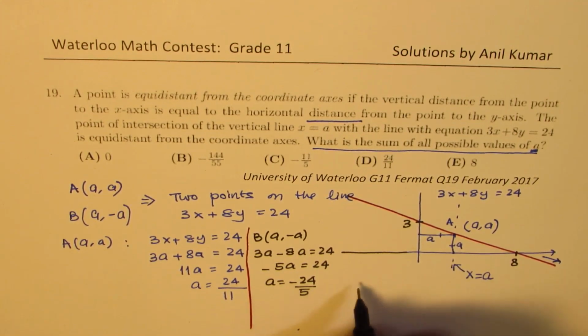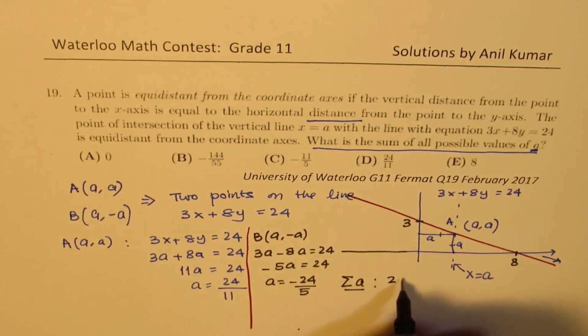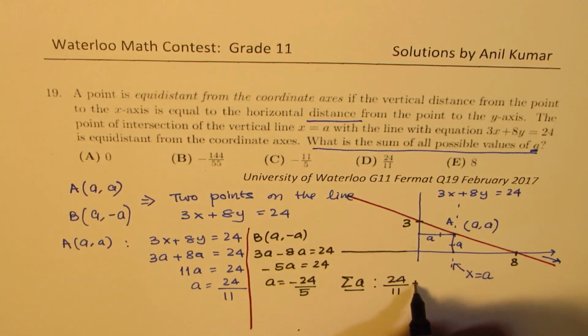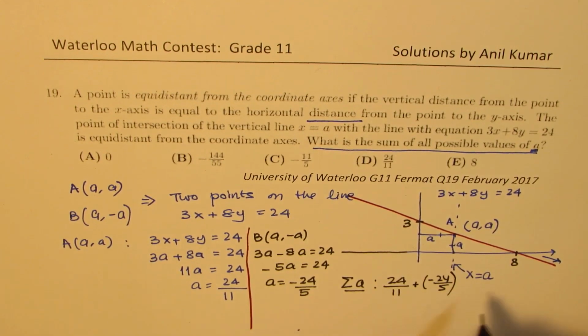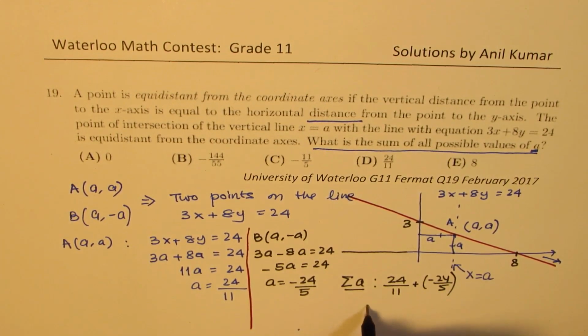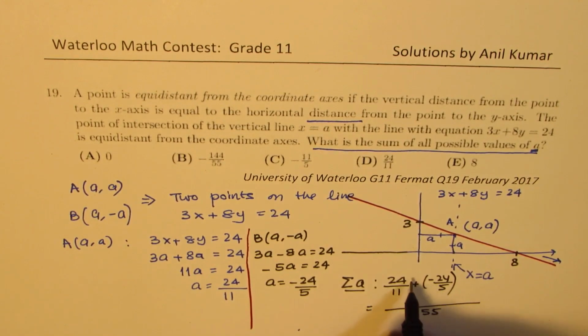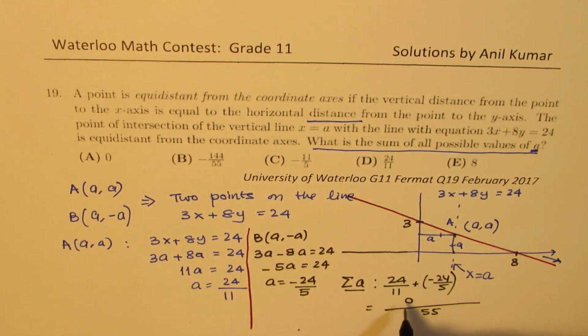So our answer is, when we add these two values, we need the sum of these two values, which will be 24 over 11, add them, right? You can write plus minus 24 over 5. Okay. So we'll just add them. The common denominator is 55. Multiply this by 5 and that by 11, right? And then 5 times 24 is 120.